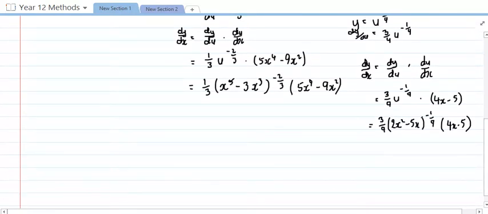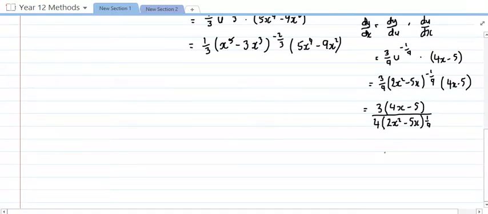But if I want to write this here with a positive power, or even just without having the powers there, what I would do is I'd have to move this here into the denominator first to make this number here positive. So that is actually the same as 3 times 4x minus 5 over, and then we've got 4 times 2x squared minus 5x to the power of 1/4. And that power of 1/4 is the same as a 4th root.